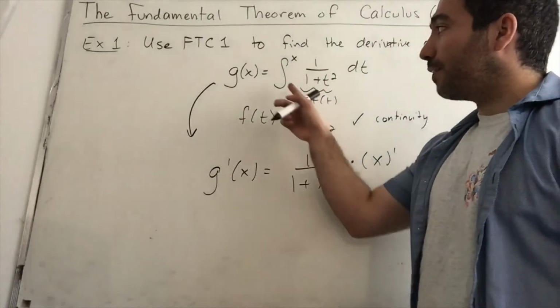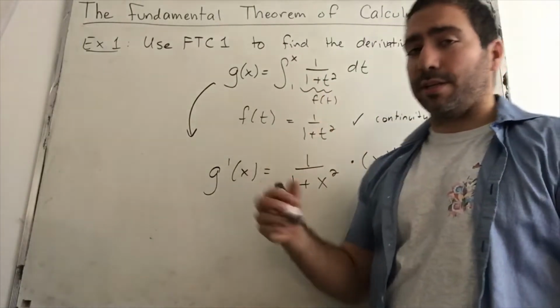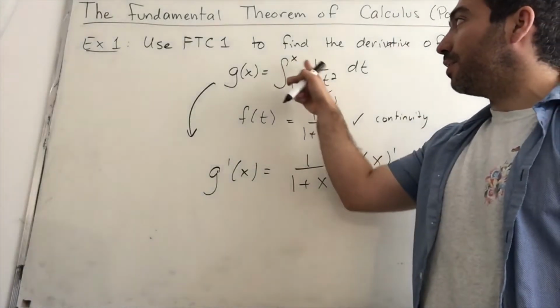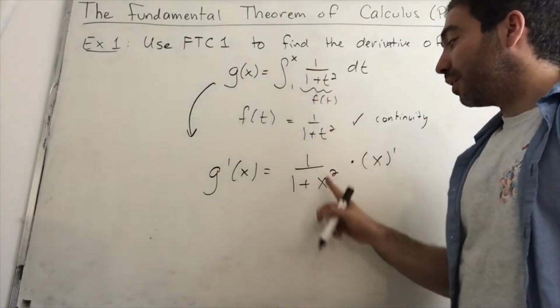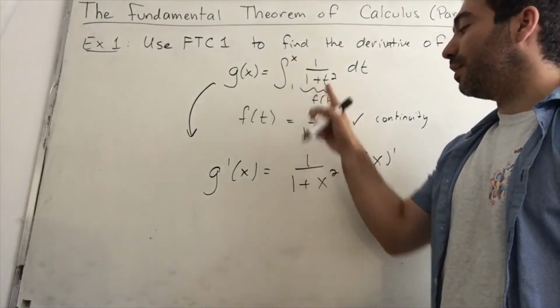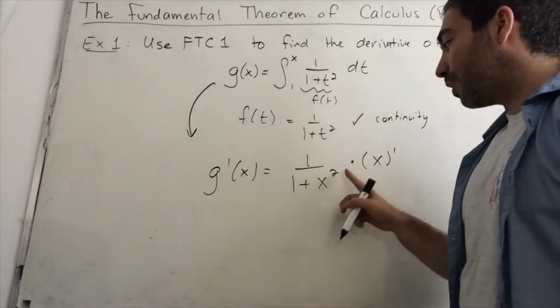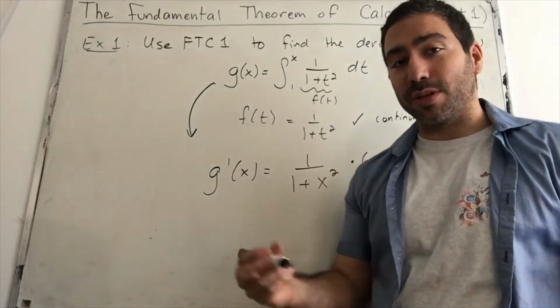Okay. So every time you have FTC part 1, the lower bound is a number, the upper bound is a function. You replace the function into f of t. So in this case, you're replacing x into the t, giving us 1 over 1 plus x squared, but then you have to multiply by the derivative of x. We're applying chain rule here.